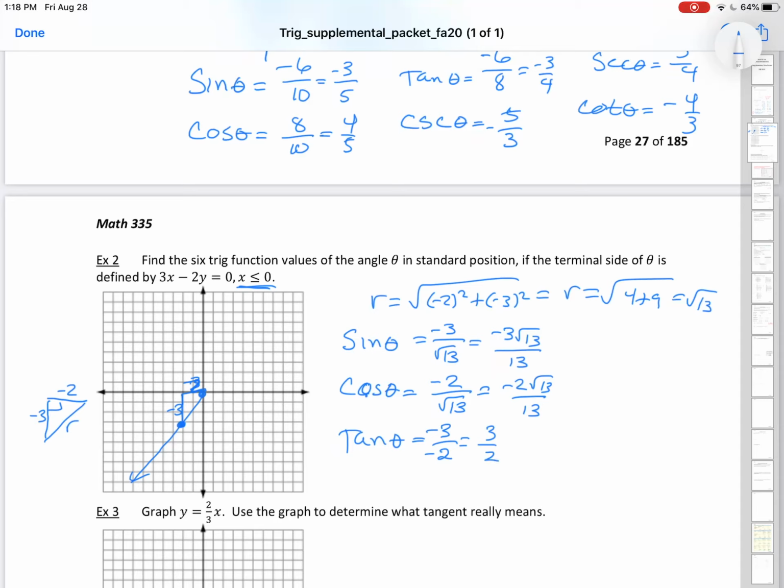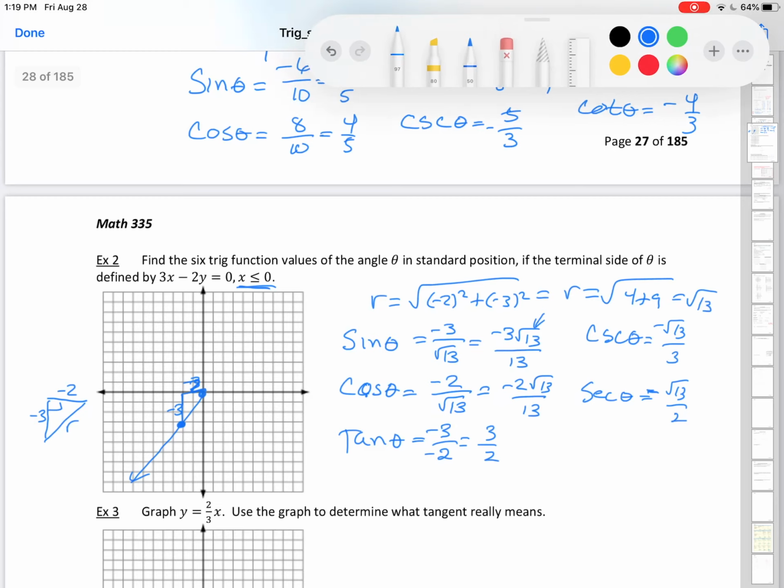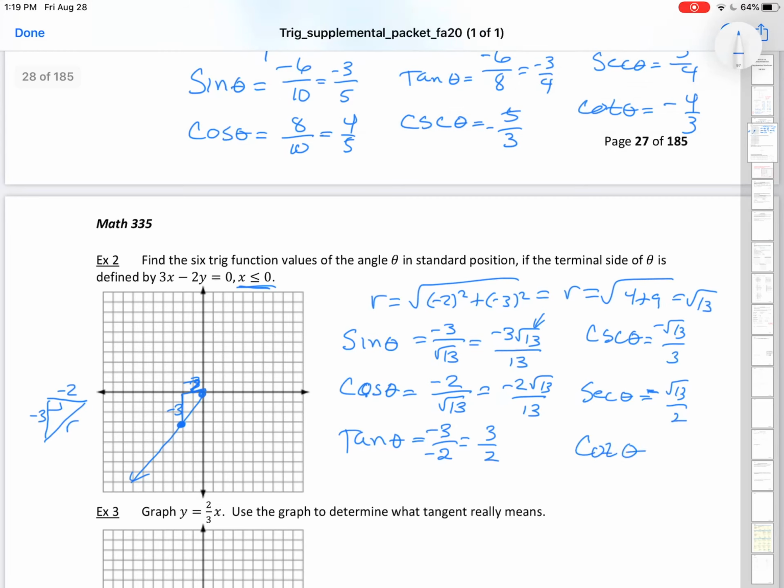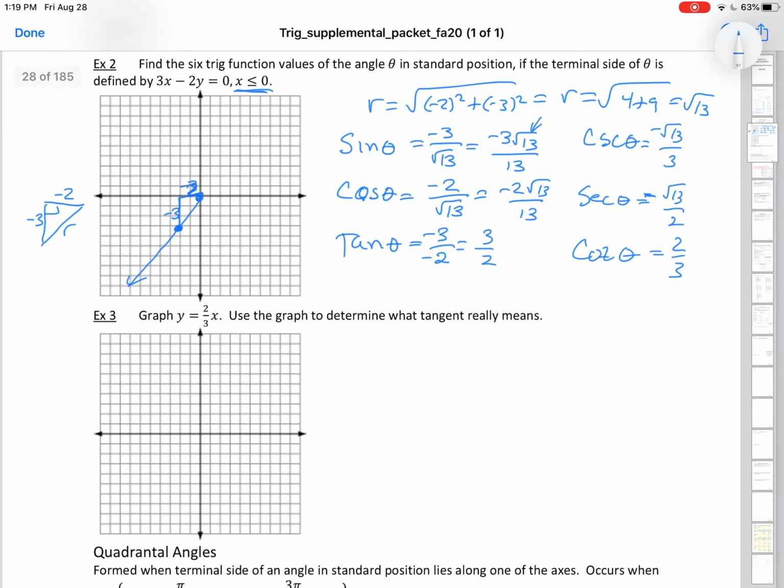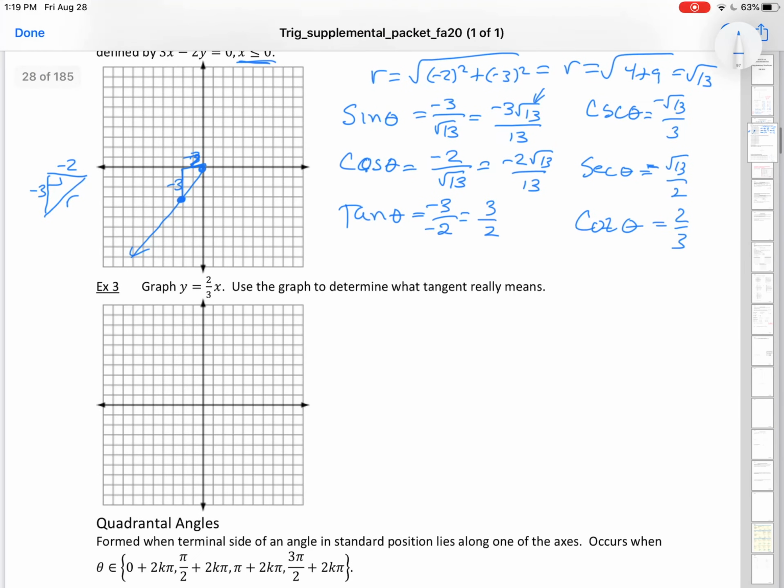Secant theta, the flip of cosine, is going to be root 13 over 2, but it's going to be negative. Sneak that negative in there. And we've already done tangent. So cotangent of theta is going to be 2/3. So pretty nice to go through there and do that.